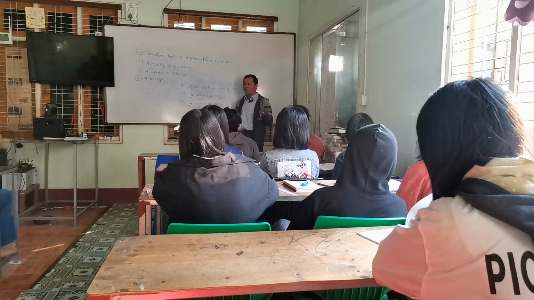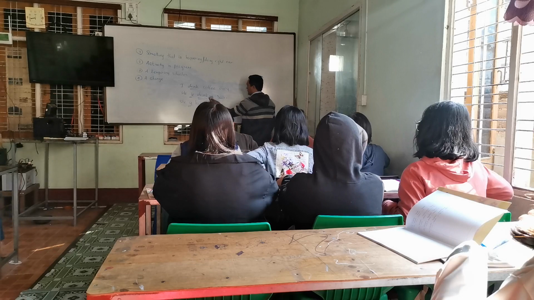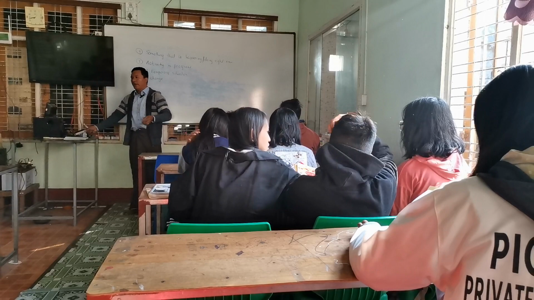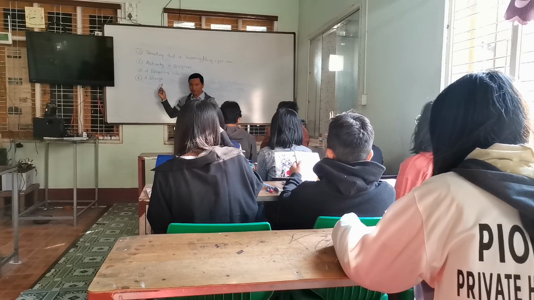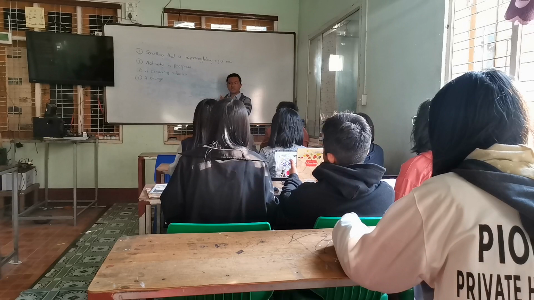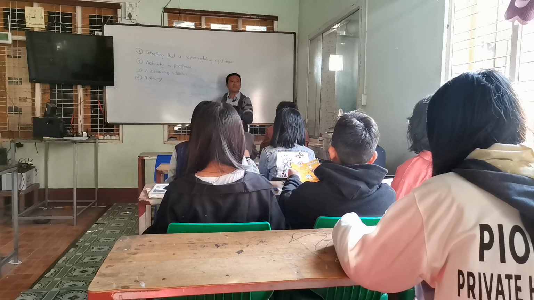Please take out your book and write it down. Answer the fill in the blank. I'll give you an exercise. You read the sentence and try to translate it to identify the situation: something happening or an activity in progress, a temporary situation, or a change. In these four kinds of situation, we use verb to be plus verb-ing. Okay, let's go.